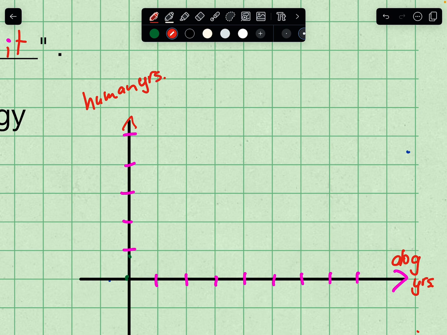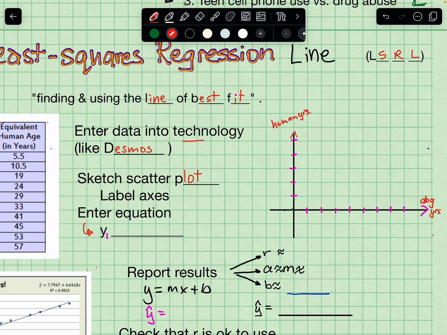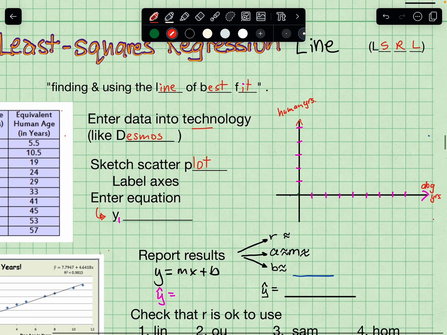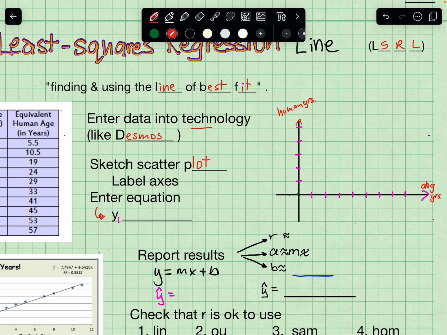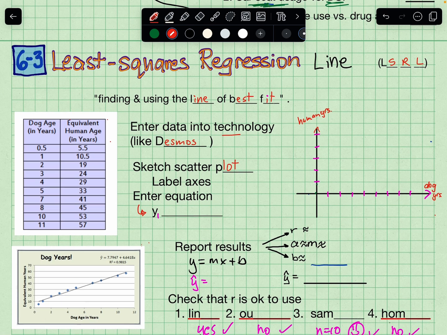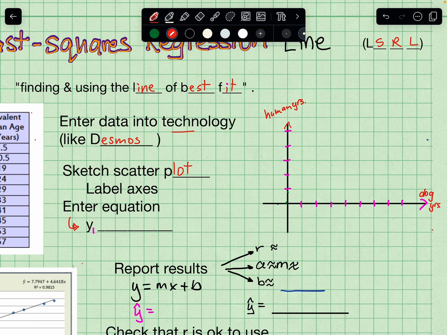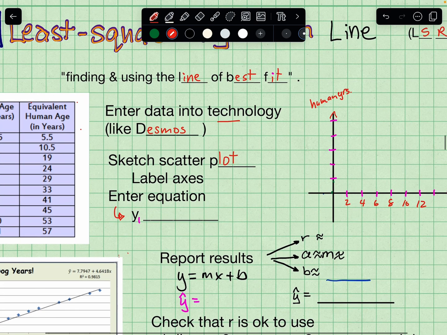All right. The first dot, I think, was 5.5. So my dog years, I think I can go by ones. Maybe? Got to get up to 11. I don't know if I have enough. 1, 2, 3, 4, 5, 6. No, I'm going to go by twos. So this is, and my y-axis, I'm going to go by tens. I think I can probably, no, maybe I'll have to do 20s here too.